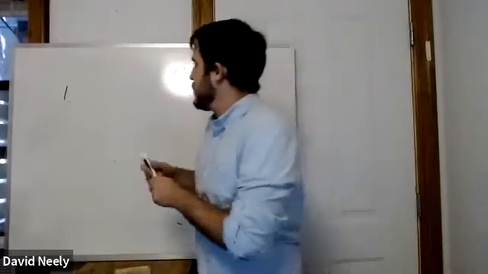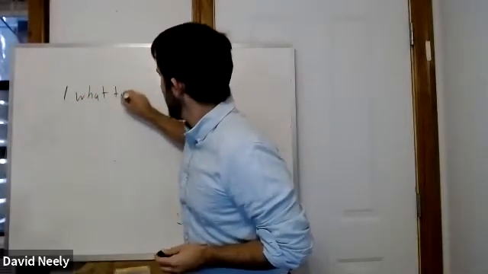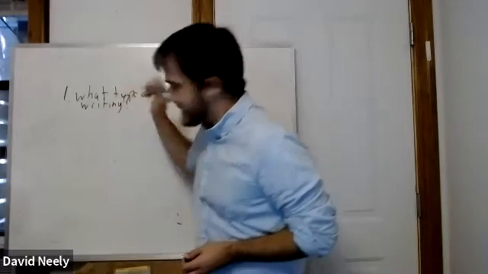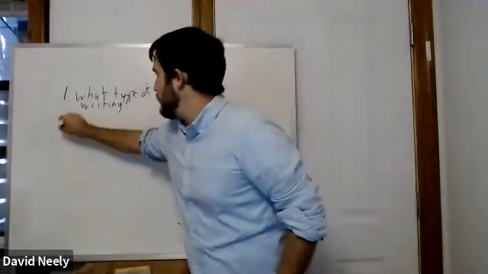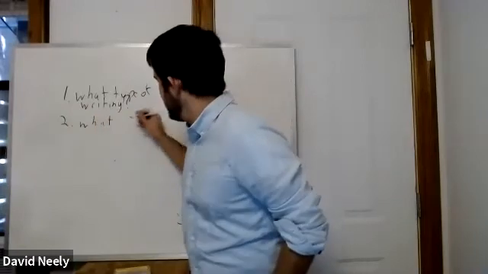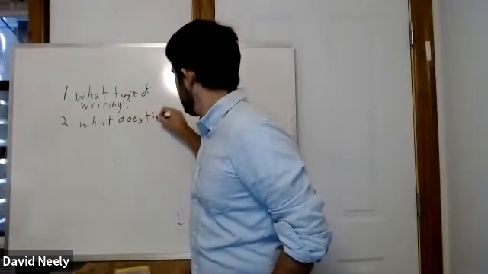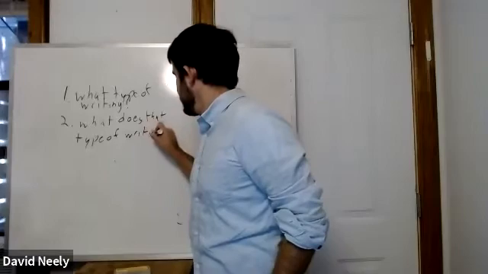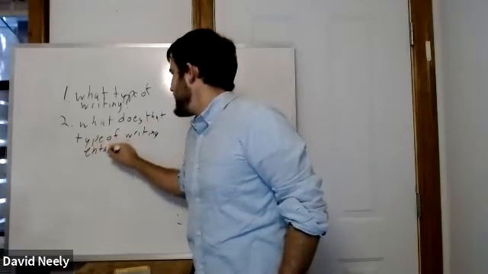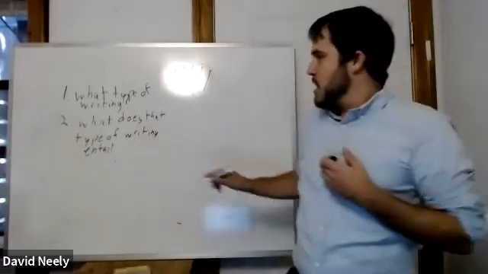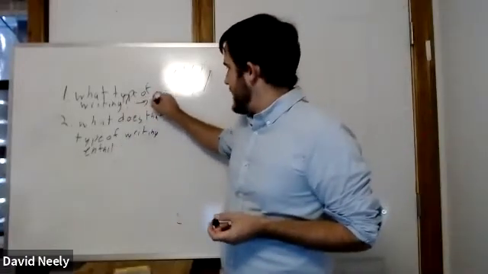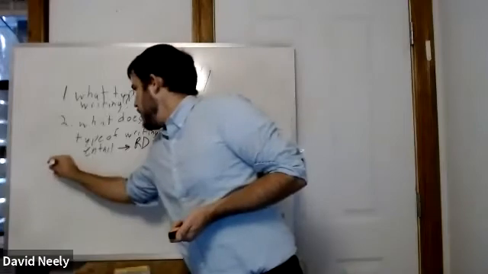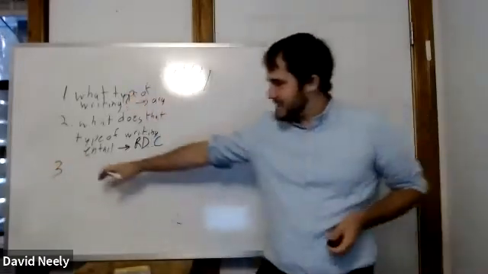So step one, what type of writing? You first ask yourself, what type of writing am I being asked? Step two, what does that type of writing entail? Or what is that type of writing? What do you have to do? So in this case, for this class, it's argumentative first, and then the next thing is reasoned defense of some claim.